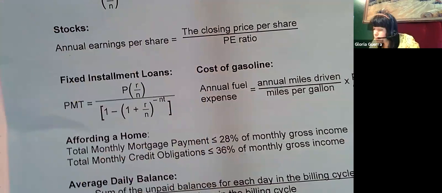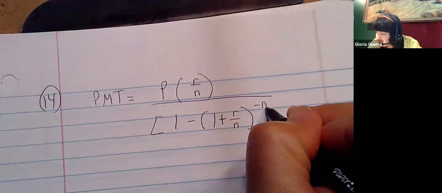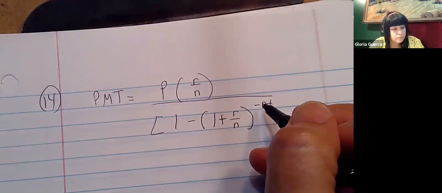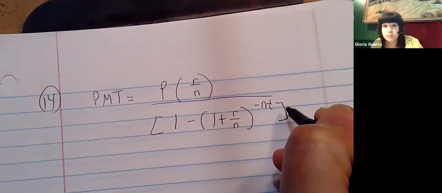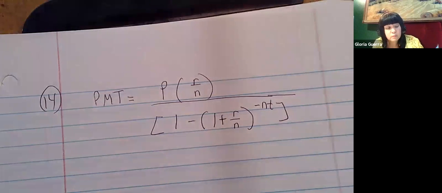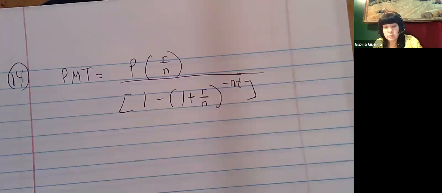Let's go ahead and make use of that then. Let me write the formula. So the denominator, you have a lot going on the bottom. 1 minus parenthesis 1 plus r over n, close parenthesis to the minus nt. I'll close that bracket. Okay, so this is 14.